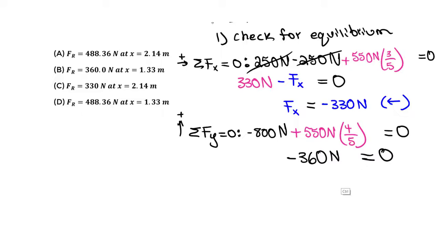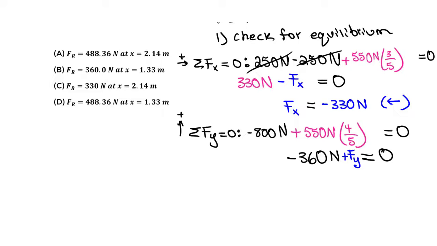So what this says is we need 360 in the y direction that goes up to counteract the one that goes down, that negative 360. You can simply say you need a positive force in the y to counteract that one that goes down.